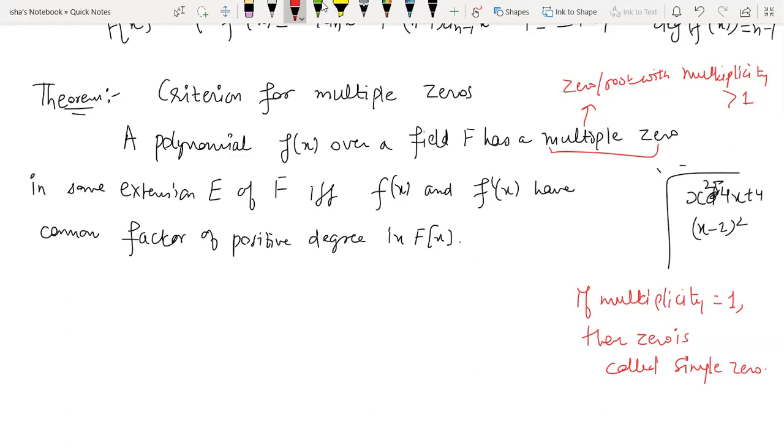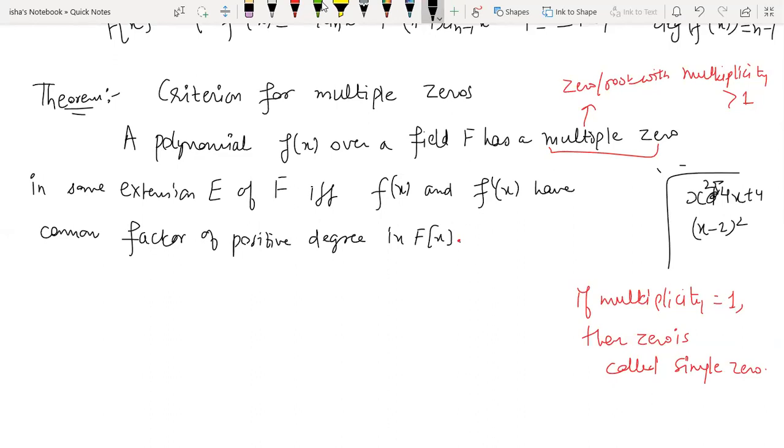Right. So now we are saying, how do you know that a given polynomial is going to have a 0 with multiplicity greater than 1, if this result is satisfied. So it is if and only if f(x) and f dash x have a common factor of positive degree. That means actually the 0 which is of f(x) is also the 0 of f dash x, then we will say that is going to be the multiple root.